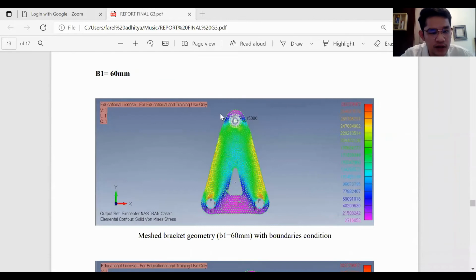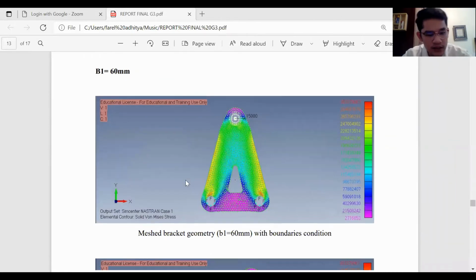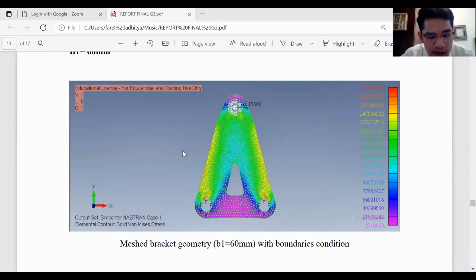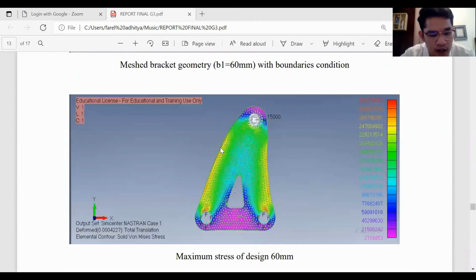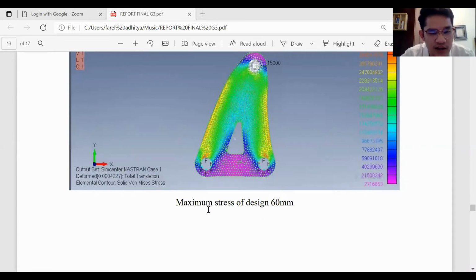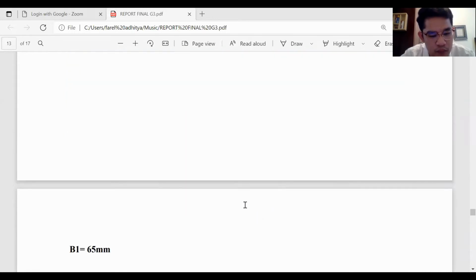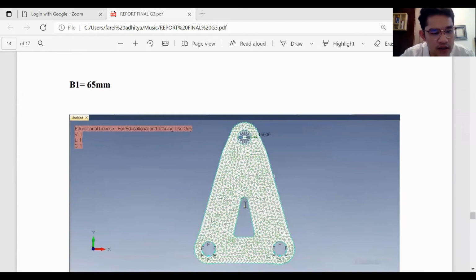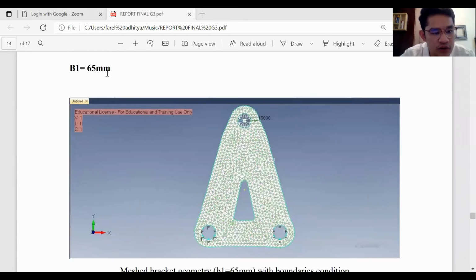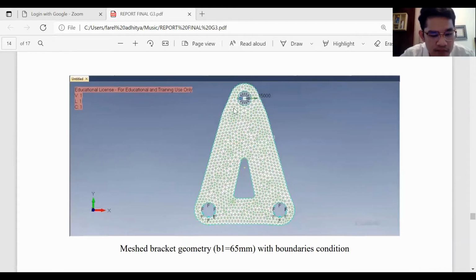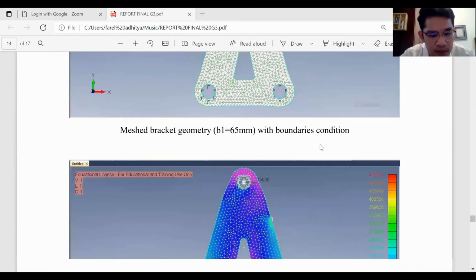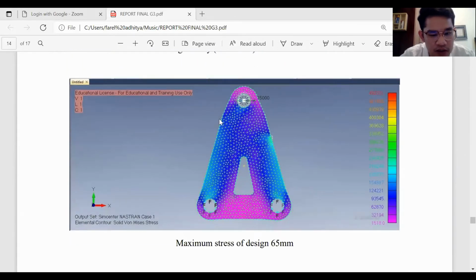This is the result that we get with 60 millimeter. This is the mesh bracket geometry with boundary condition. And this is the maximum stress of this design. Okay, and this is for B1 equals 65 millimeter. This is the mesh bracket geometry with boundary condition. And this is the maximum stress of this design.